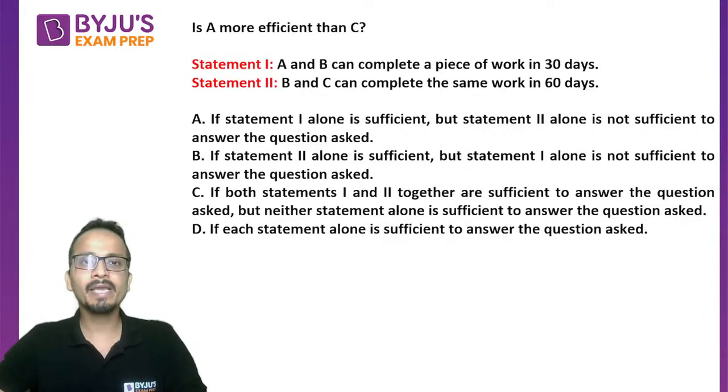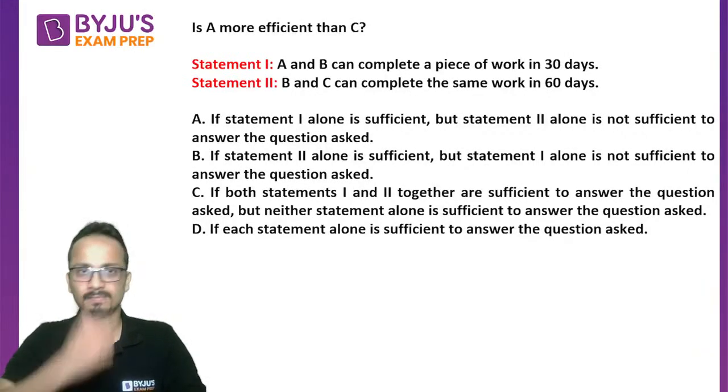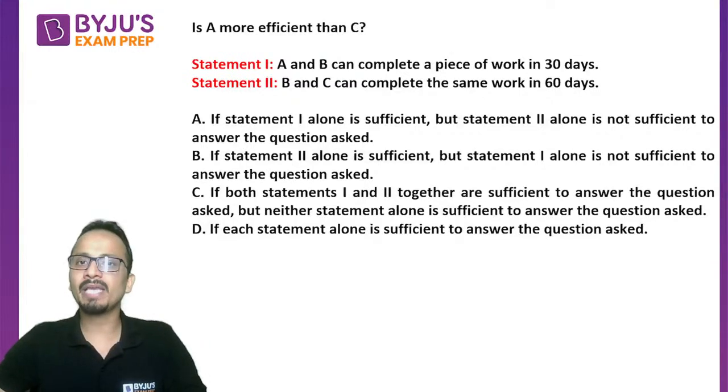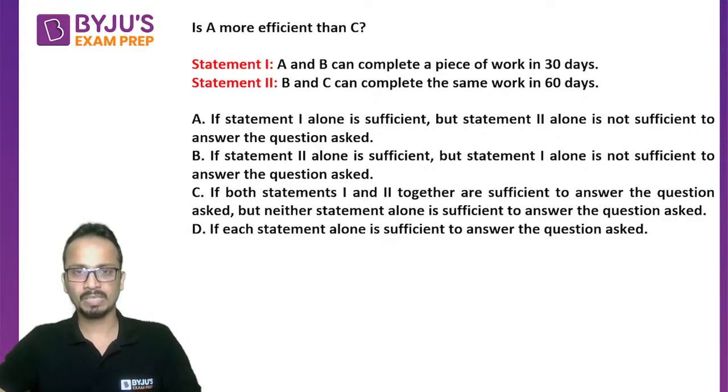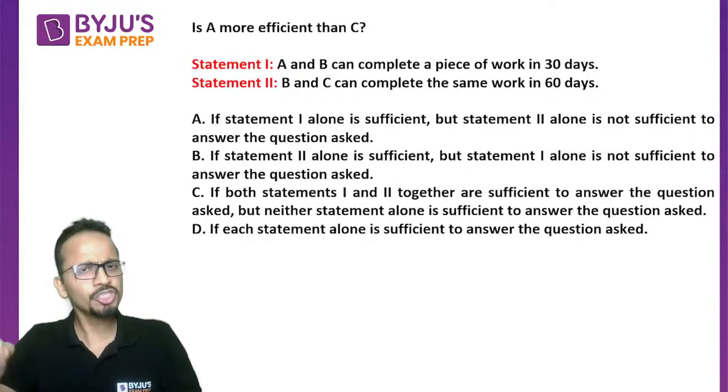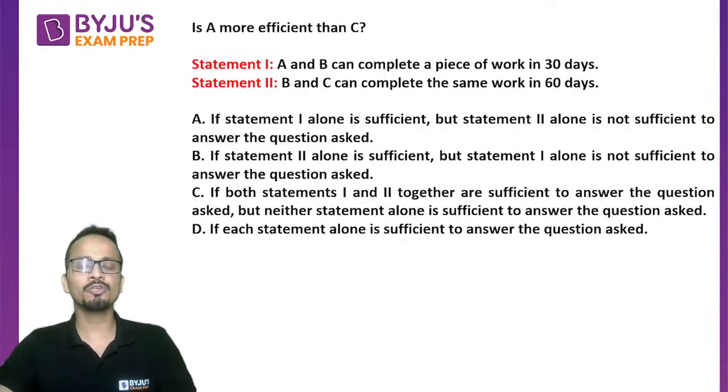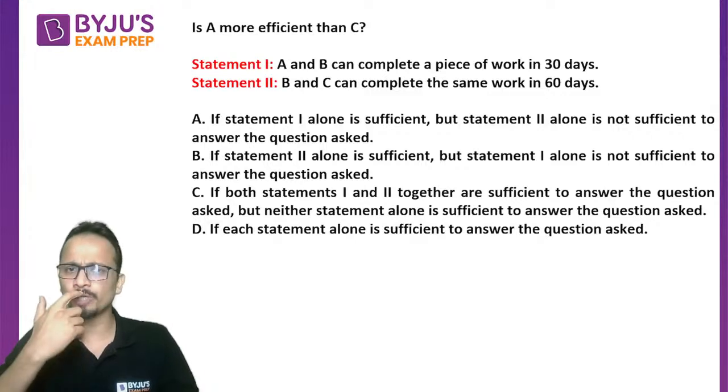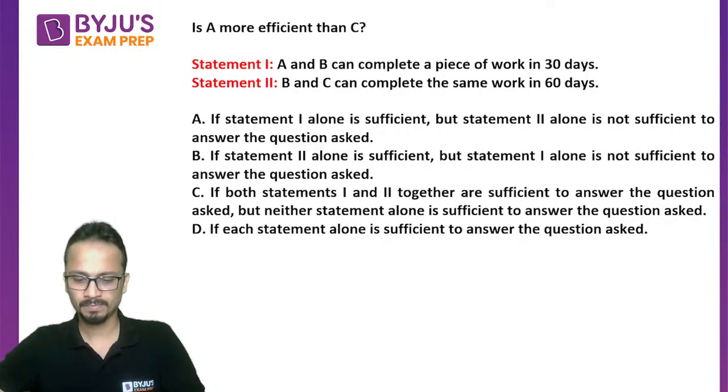The question is: is A more efficient than C? Statement 1: A and B can complete a piece of work in 30 days. Statement 2: B and C can complete the same work in 60 days. Now, an easy question, just a few basic pieces of information about time and work, and you should be able to get the answer. People have already started answering, and I believe their answer is correct.